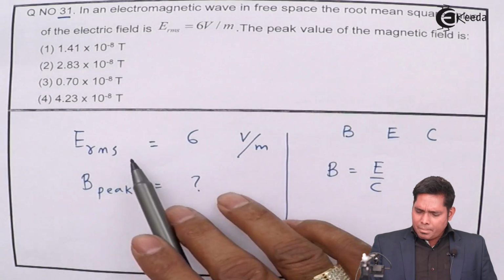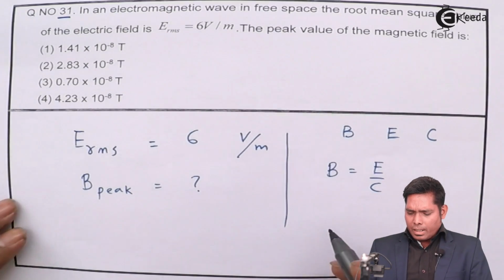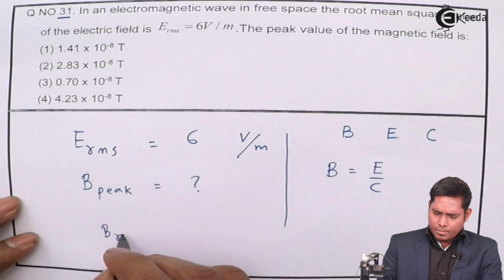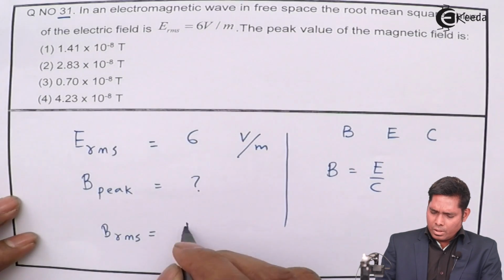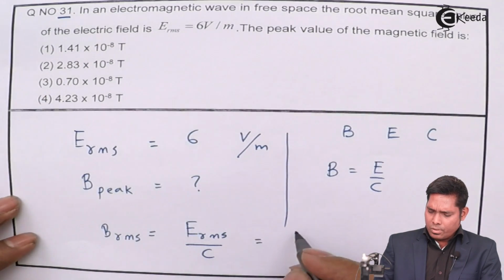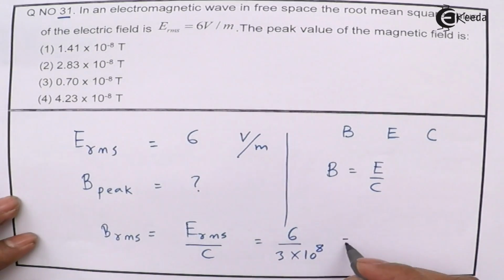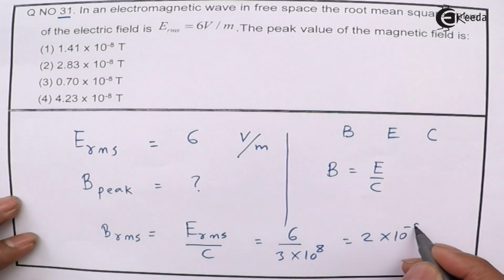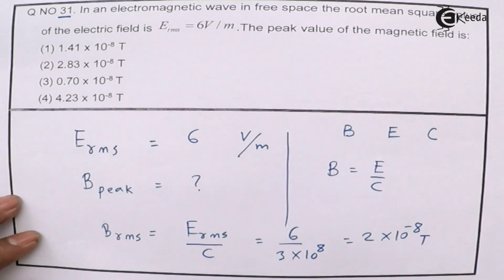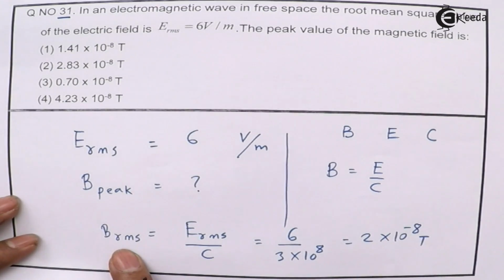So if it is RMS given, I write this in RMS. So this means that BRMS is ERMS over C. This is 6 over 3 times 10 to the power 8, which is 2 times 10 to the power minus 8 Tesla. So BRMS is this one.